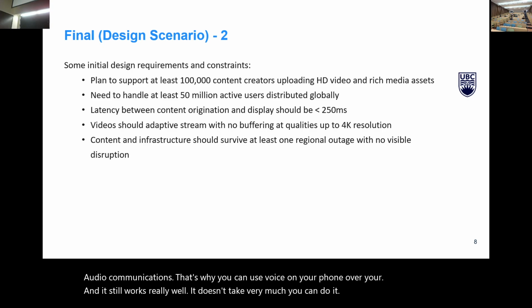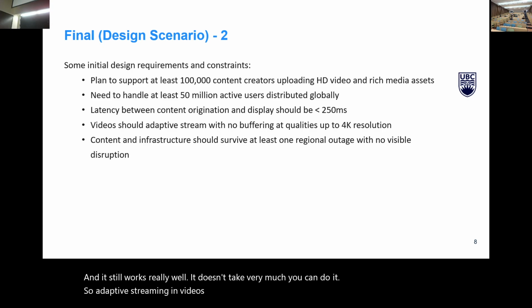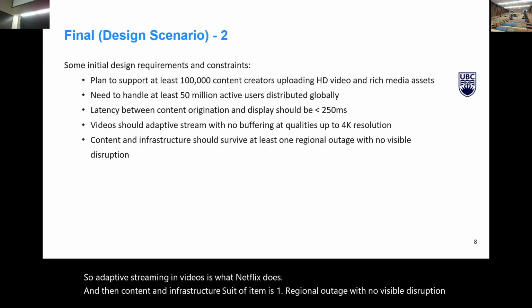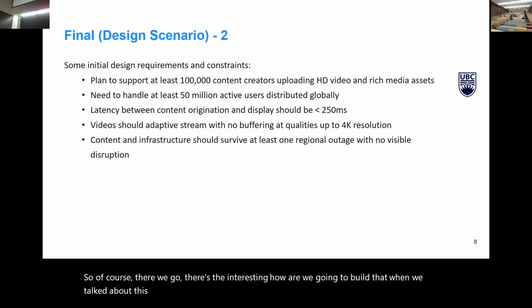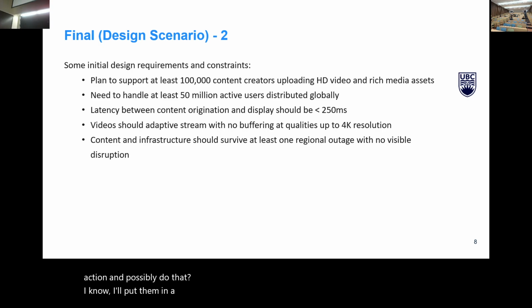So adaptive streaming in videos is what Netflix does. And then content and infrastructure should survive at least one regional outage with no visible disruption. So of course, there we go. There's the interesting hook that you're probably going to say, I'm going to build that. Well, gosh, what have we talked about in this class that could possibly do that? I know. I'll put them in a station wagon and drive them to the other side of the world.